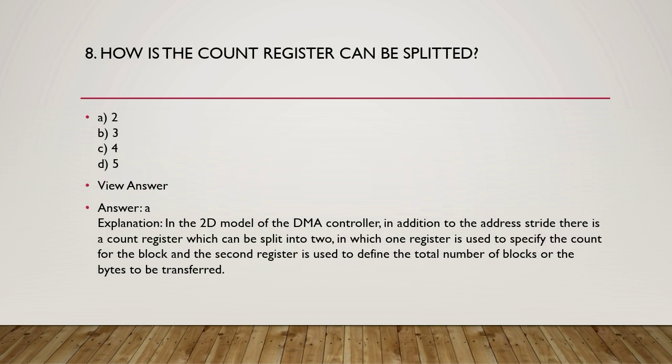How can the count register be split? A 2, B 3, C 4, D 5. It is 2. In the 2D model of the DMA controller, in addition to the address stride, there is a count register which can be split into two, in which one register is used to specify the count for the block and the second register is used to define the total number of blocks or the bytes to be transferred. That means you will have a split. One split will have the count of the block and the other split is the second register to define the total number of blocks.